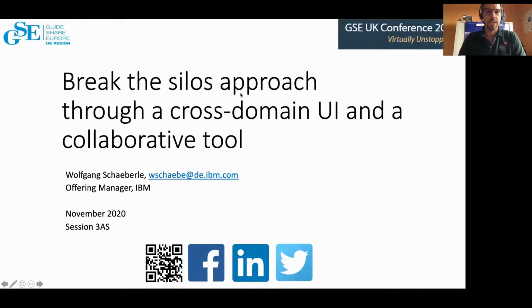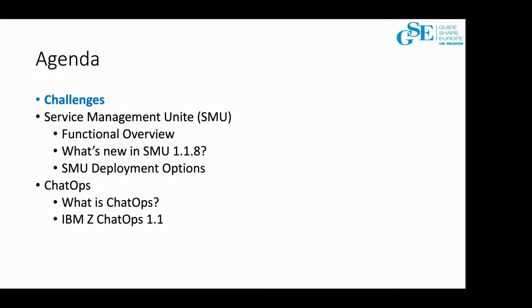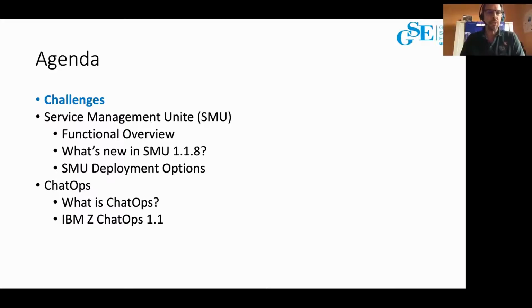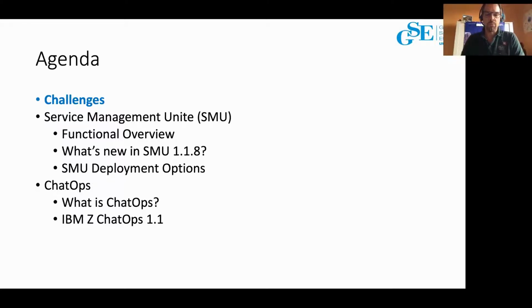So let's have a quick look at the agenda. To begin with, I would like to talk about some of the challenges that we see in IT operations today. After that, I will introduce two of our offerings. I will begin with Service Management Unite, or SMU in short, which is our web-based dashboard user interface for multiple C management domains. I will talk about what is new in the latest release, which has been just announced, and what deployment options you have to run it. Then the second part of the session will be about our brand new addition to our suite offerings, which is called C Chat Ops. This builds on SMU and provides collaborative problem resolution for a mainframe environment.